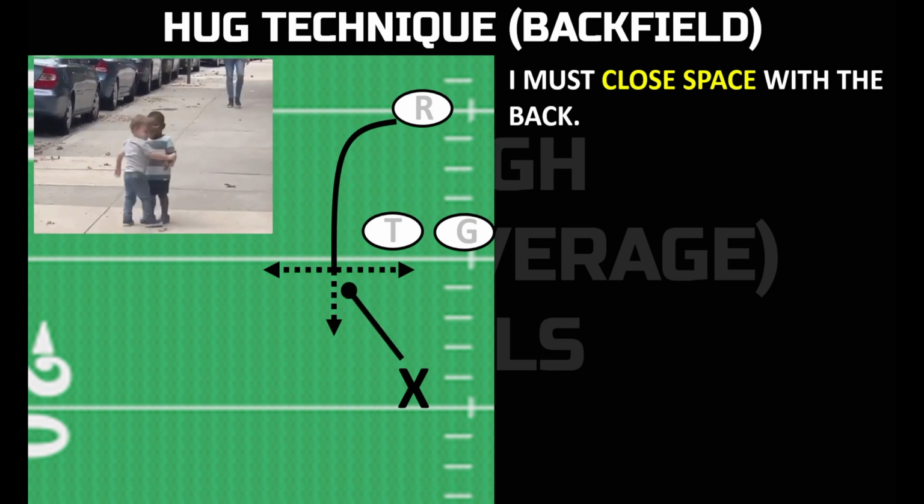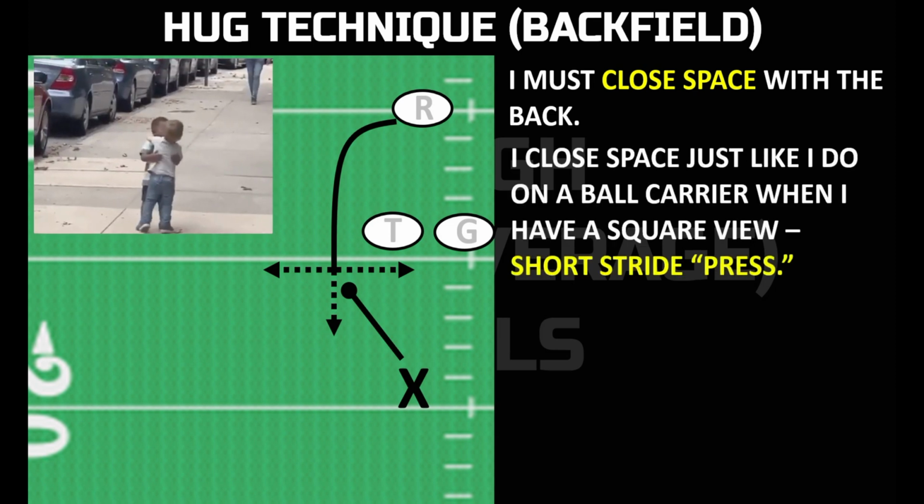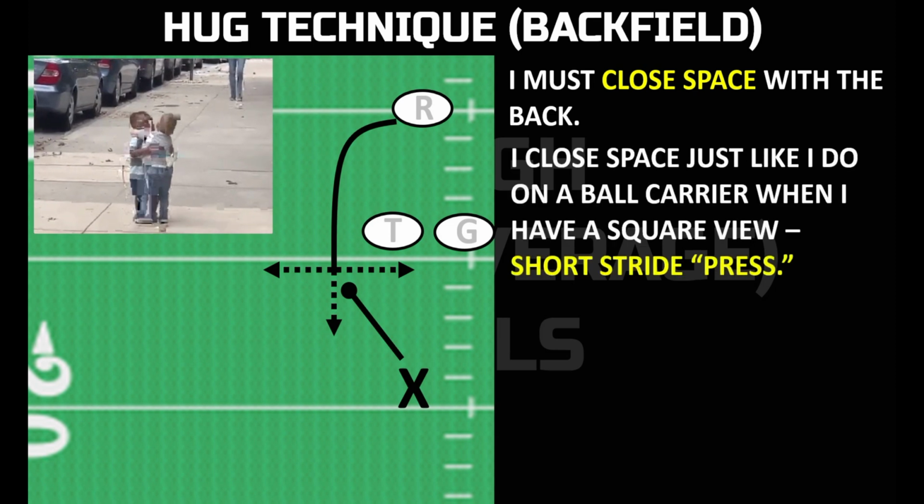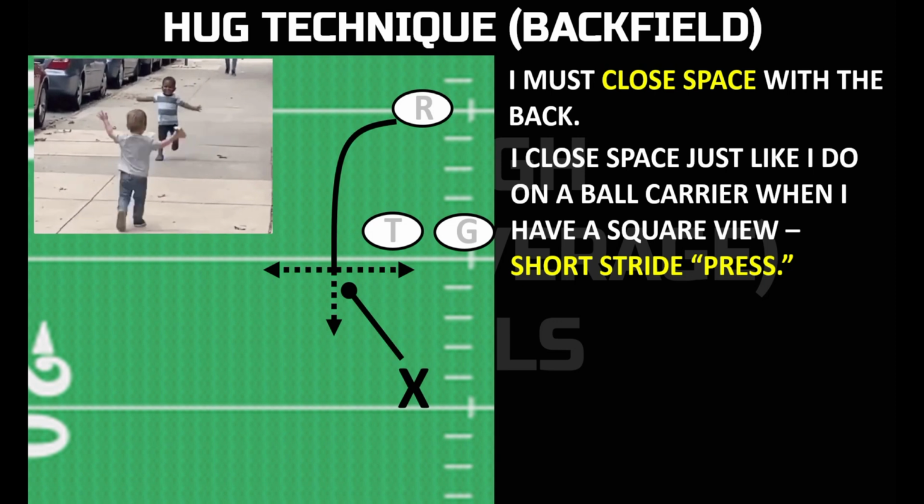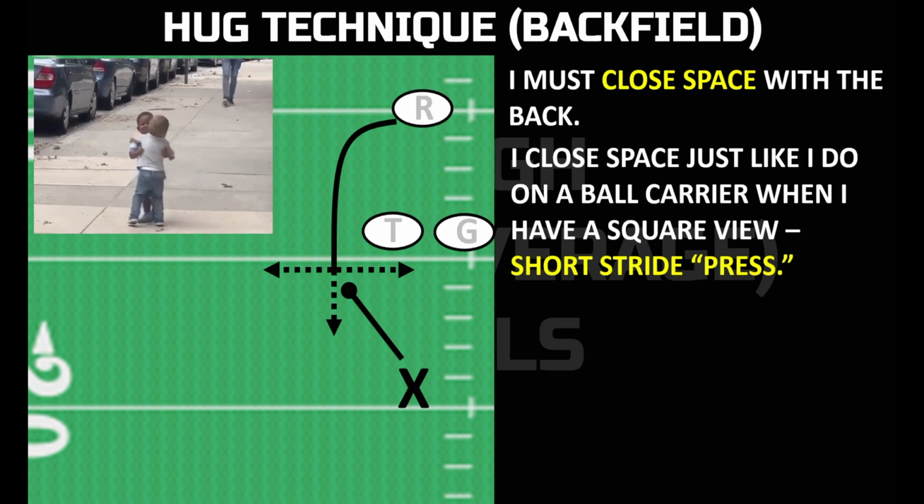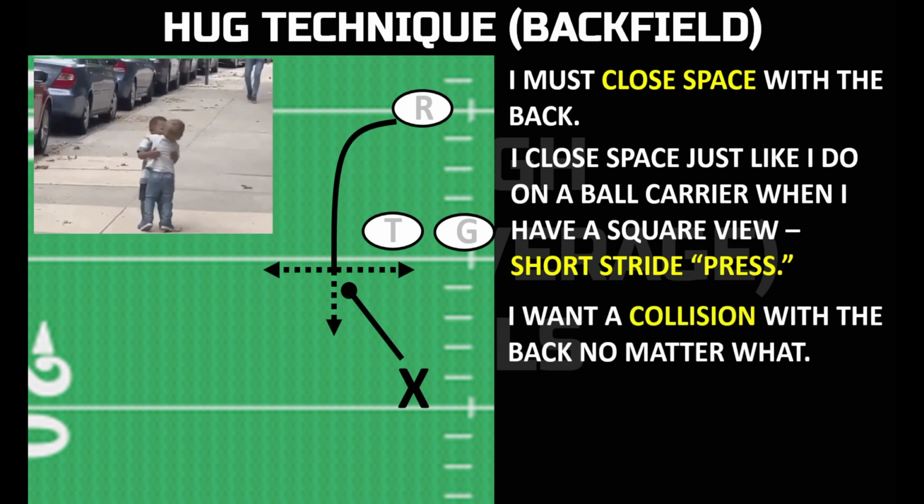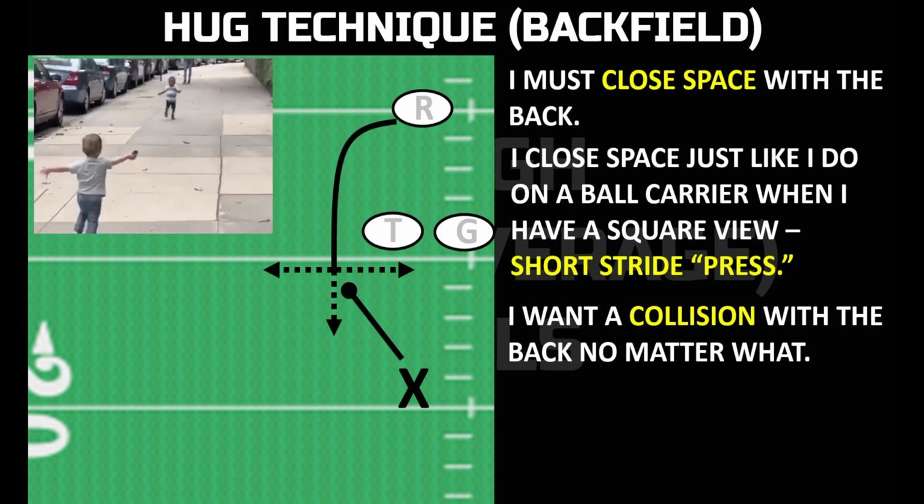I do that the same way that I close space on a ball carrier when I have a square view. I short stride press the line of scrimmage to close space. And I want to collide the back. Get hands on him. Do not make it easy for him to run his route. And of course, I still need to maintain my leverage.